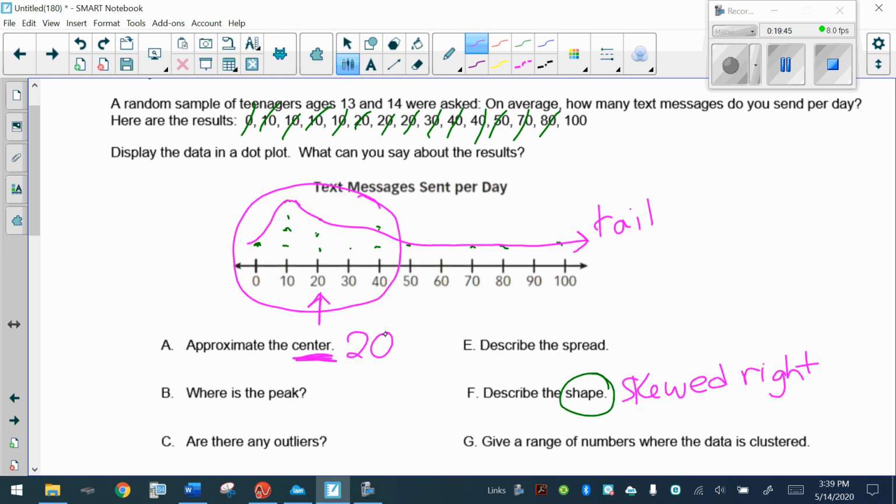All right, the spread. Oh, wait, maybe I should do it in this order. Sorry. The peak. So that's the tallest one, right? They had the most. So I think that's 10. Are there any outliers? You know, I kind of go back and forth. Sometimes when I teach this lesson, I have somebody give me a good argument that they want to call 70, 80, and 100 all outliers.